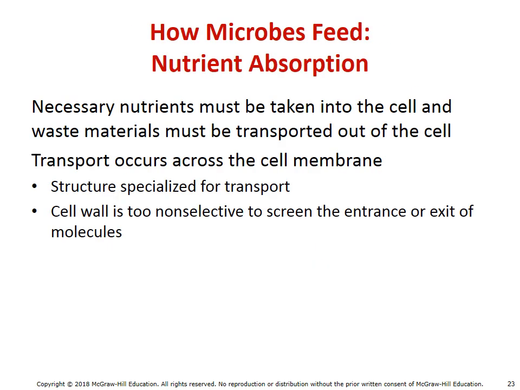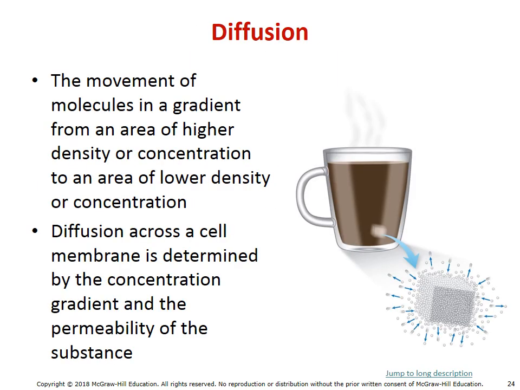So let's talk about how organisms actually feed, because we're going to have to discuss nutrient absorption, which is how we would pull resources from the environment and transport them into the cell. Transport is going to happen across the cell membrane and typically requires specialized structures to do this. We'll discuss several of the options as we go forward. The first technique we'll discuss is diffusion. Diffusion is going to be a natural process that does not require additional energy. But what happens with diffusion is we'll always go from a high concentration to a low concentration.